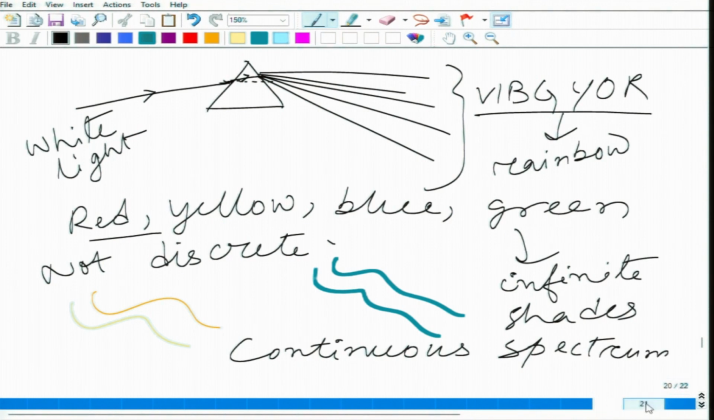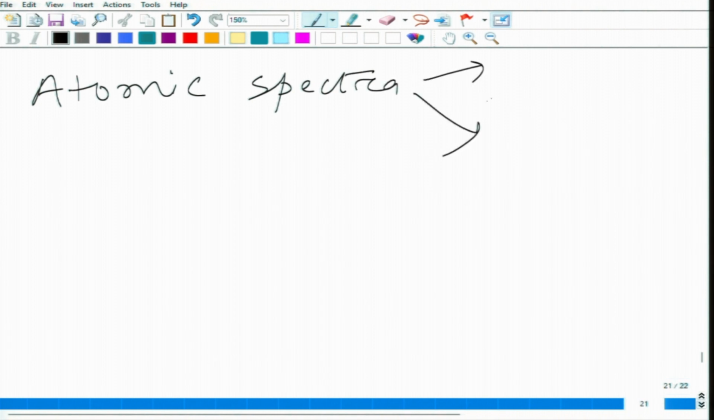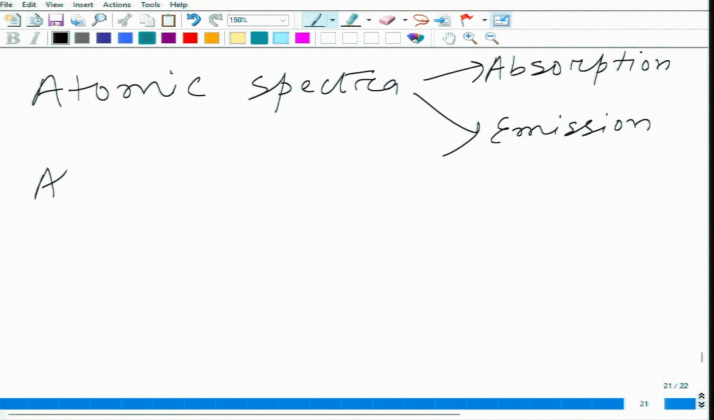But this is not the case with every kind of spectrum. We see that atomic spectra can be of two types: absorption spectra and emission spectra. Now, what is absorption spectra?